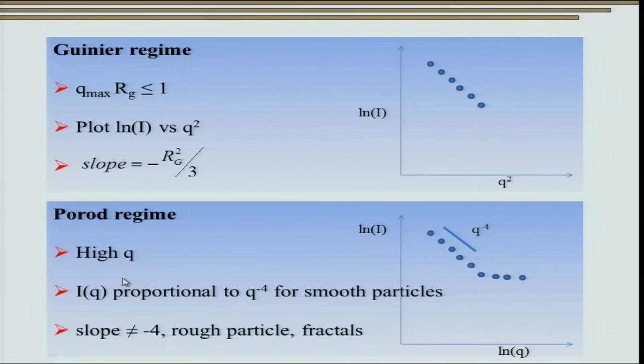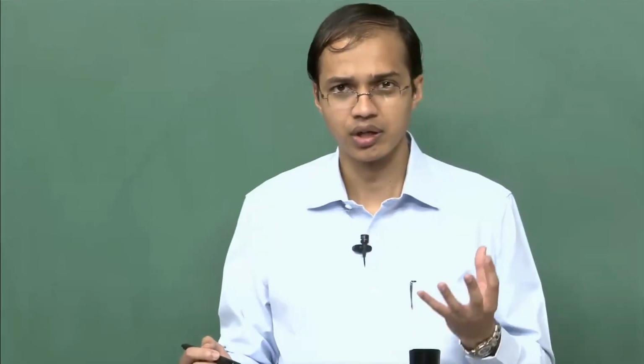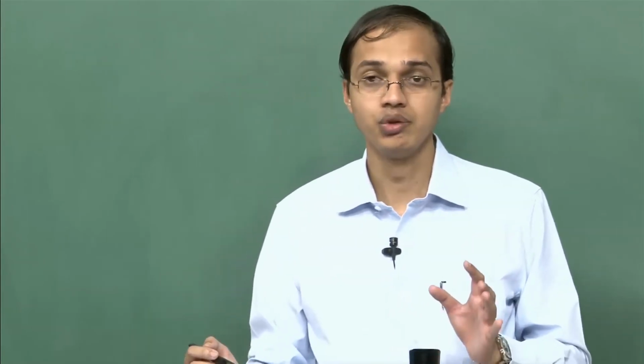However, at high Q, now mind you, this higher Q is not the high Q regime which corresponds to wide angle scattering, but here we see that intensity is proportional to Q to the power minus 4, and from the slope we can get information about the shape of the particle. This is what we did in small angle X-ray scattering. Now, the same concept can be borrowed and applied directly to small angle neutron scattering.